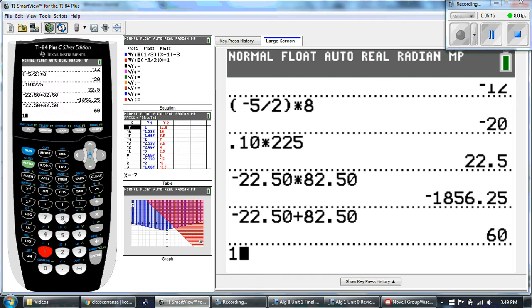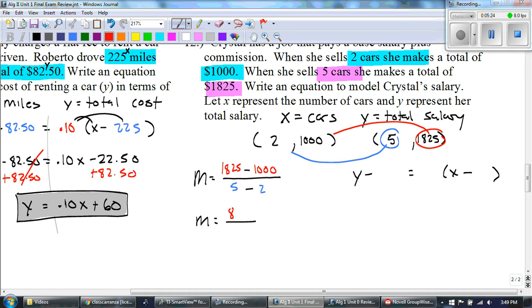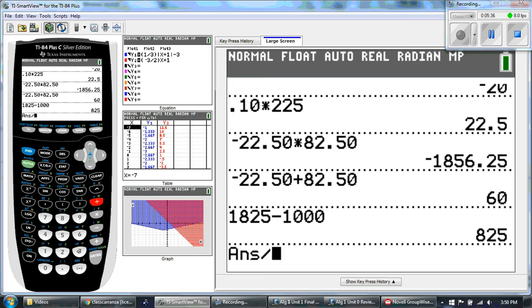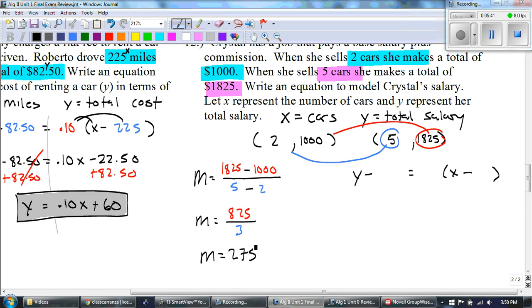So you have 1,825 minus 1,000, which is 825. Some of you might have known that already. 5 minus 2, no calculators, it's 3. And then we find the slope. So 825 divided by 3, and we get 275. So this is our slope. This is what I plug in to here. And then I just pick one of the points, whichever one has the smaller numbers. It's easier, I think.